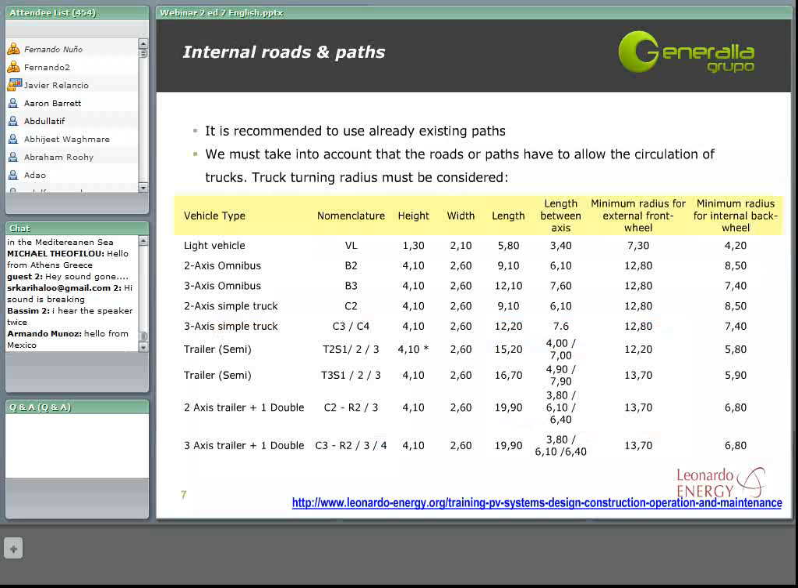Talking about internal roads and paths, we must take into account that the roads or paths have to allow the circulation of trucks. Here we have a table with the required radius for different types of vehicles. We can find the two-axle simple truck or the trailer, which would be the vehicles most used in a solar plant. At the right of this table, you can find the minimum radius for the external front wheel and the minimum radius for the internal back wheel. We will see in the next slide how this influences the path width. Anyway, we recommend using already existing paths.